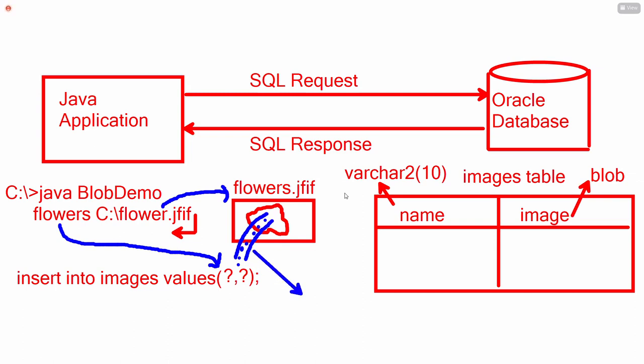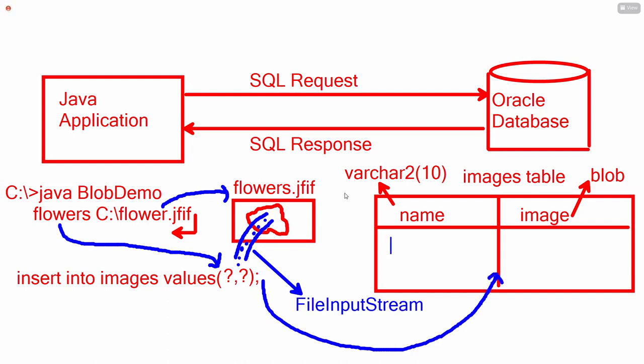That is the stream we have to create. Stream data we have to pass, file input stream. We have to pass it. Then what will happen? This is executed. Then here what will be stored? Flowers. Here what will be stored? Image. So this is our task.